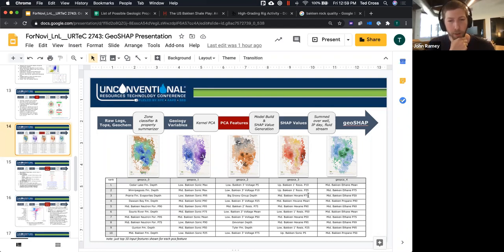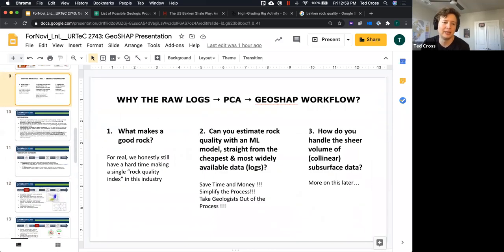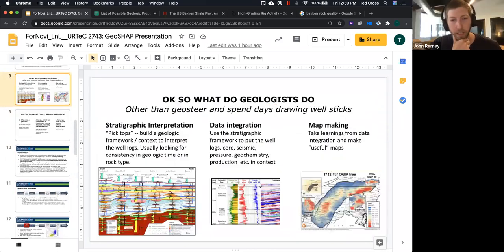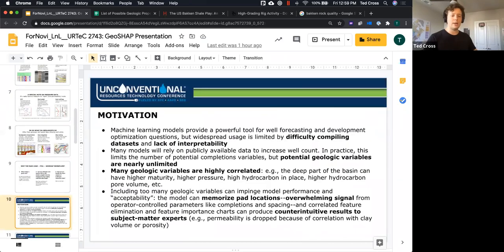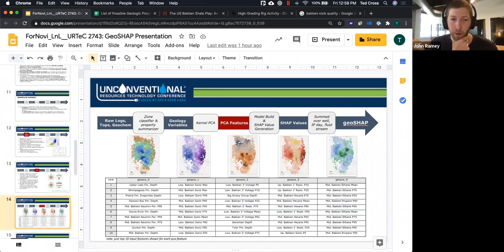Or what were the other 2? I just keep saying frackability. Storage and deliverability. Yeah, so here's the deliverability map. What are the features that go into deliverability, right? But we would have to disentangle that kernel SHAP GeoPCA. I don't know. It's just something to really think about as we move forward.